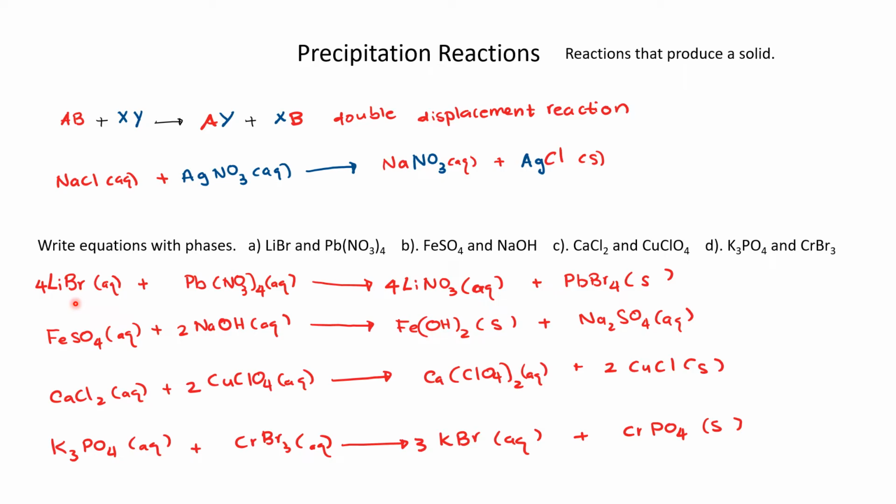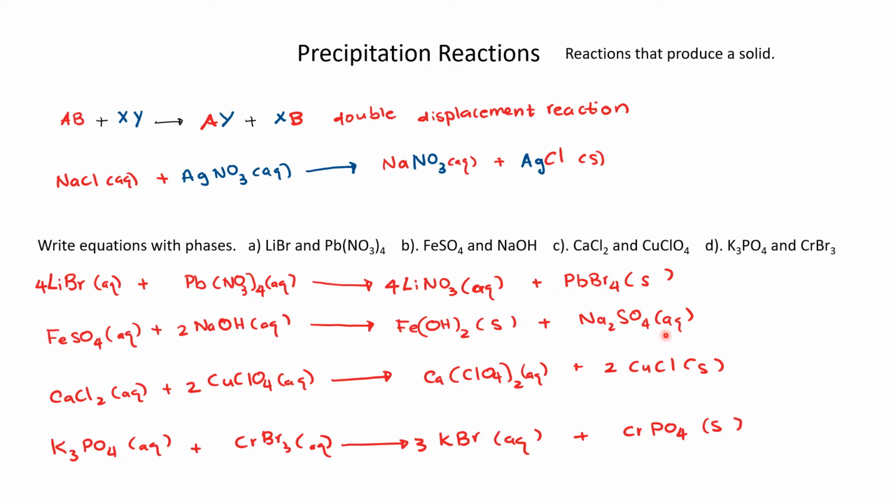Lithium bromide is soluble according to the number 1 rule, and it's aqueous. Lead nitrate is soluble according to the number 2 rule, and it's aqueous. Lithium nitrate is soluble according to the number 1 rule, so it's aqueous, and lead bromide is insoluble according to the number 3 rule, so it's solid. So you apply the same pattern and identify the rules, and identify whether each one of these components is solid or aqueous.